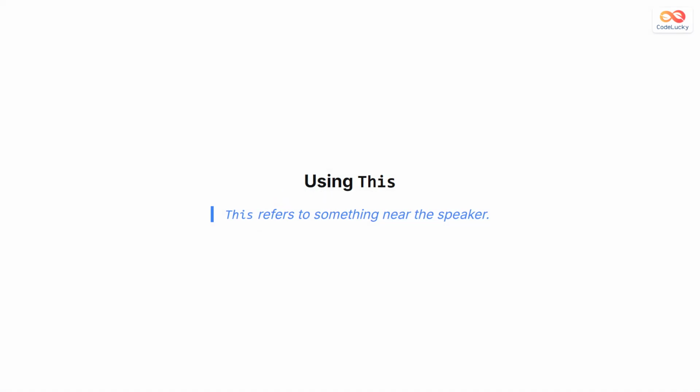The word this refers to something close to the speaker. When you want to talk about one thing near you, you say this. It helps others understand exactly which object you mean.